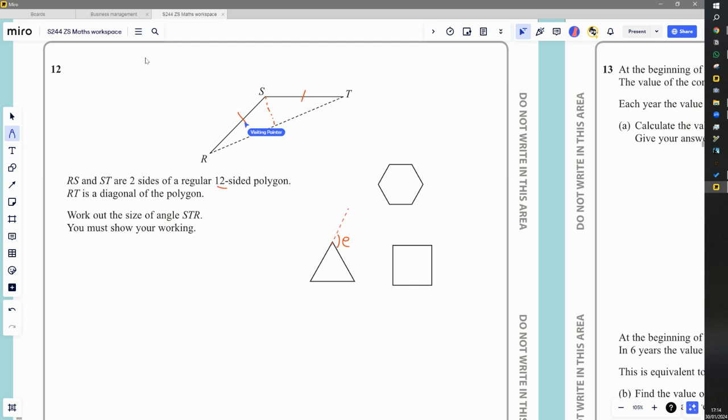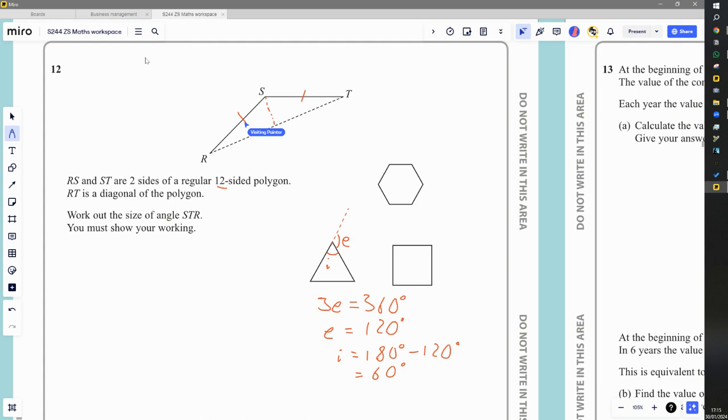Now, we have three exterior angles, and we know that the sum of these exterior angles will add up to 360, as I said a moment ago. So 3E, 3 times E, because there were 3 of them, should equal 360 degrees. So E should equal 360 divided by 3, which is 120 degrees. And you can see the interior angle, because that's a straight line there, is going to be 180 minus 120 degrees, which is 60 degrees.